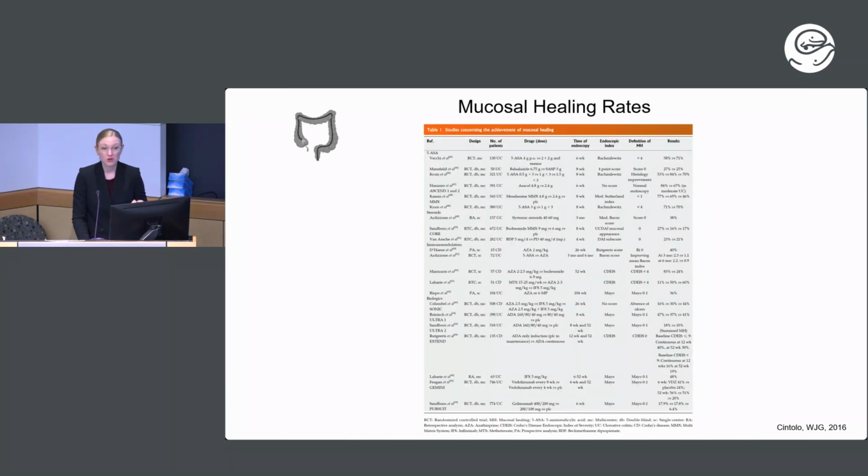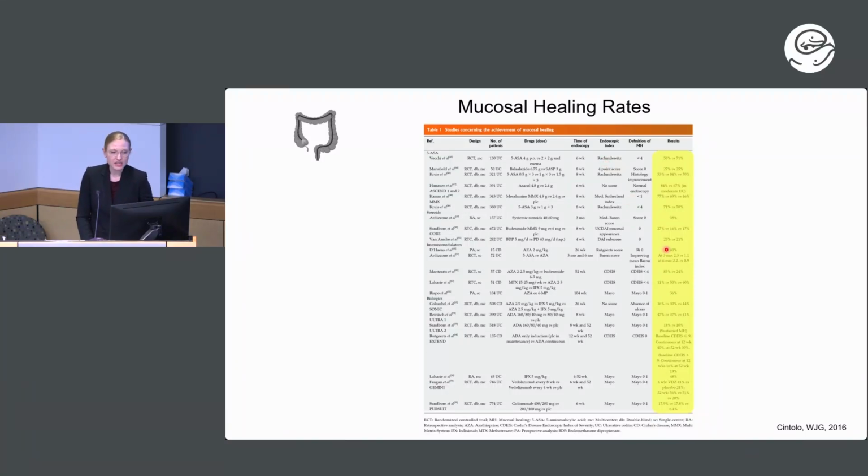And when we look at mucosal healing rates, we're doing even worse. The numbers vary widely in the literature. This is a really busy table. We're just trying to look at the column on your far right. The numbers aren't great overall. They vary a lot. The definitions of what people determine as mucosal healing, when we assess for that, vary a lot. So you're going to see a lot of variability.